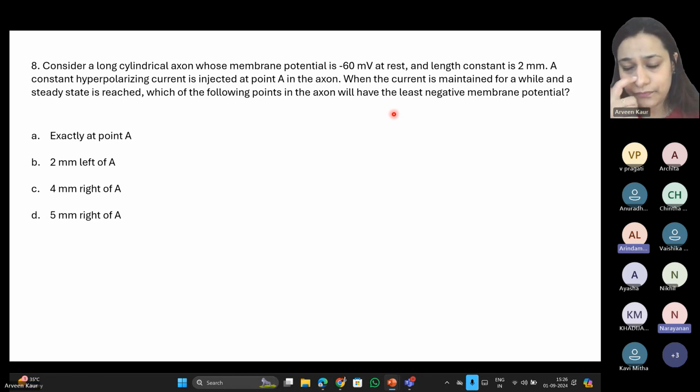I hope you can go through the question part again. Let me just go through the options once. It is exactly at point A, or 2 millimeter left of A, or 4 millimeter left of A, or 5 millimeter right of A. So just read the question once again. Then I'll discuss the answer.